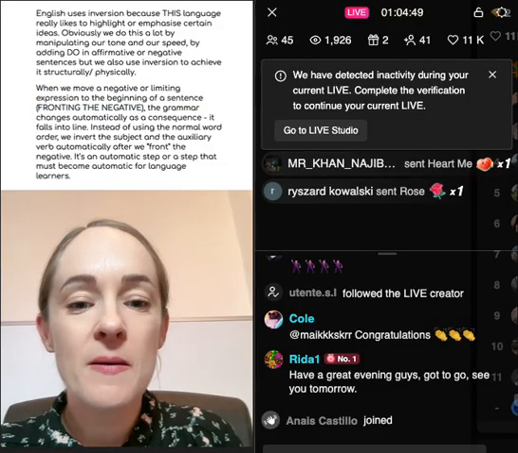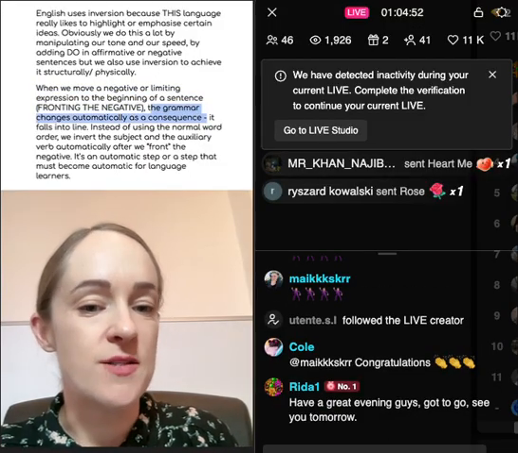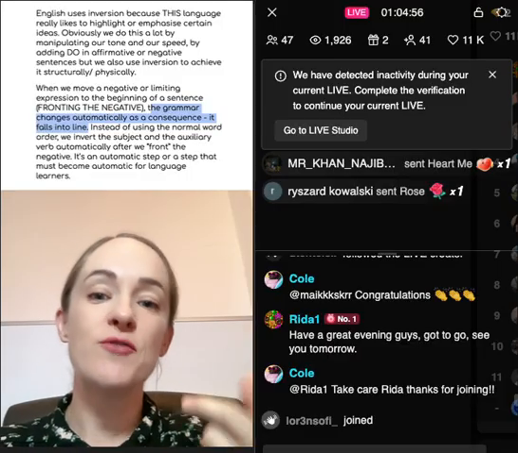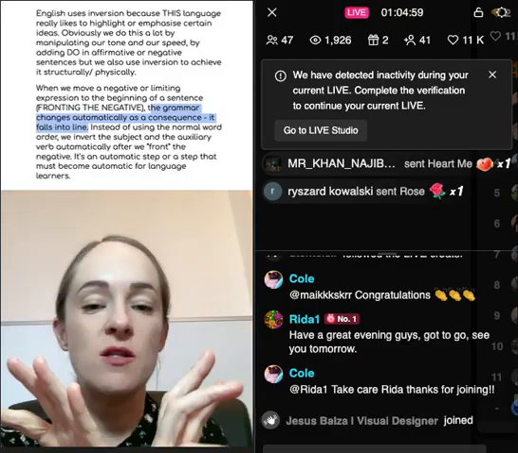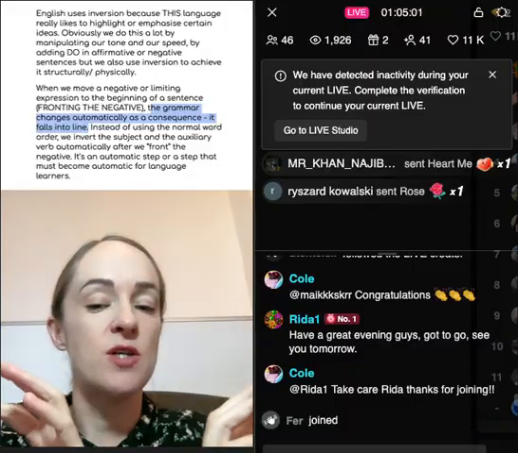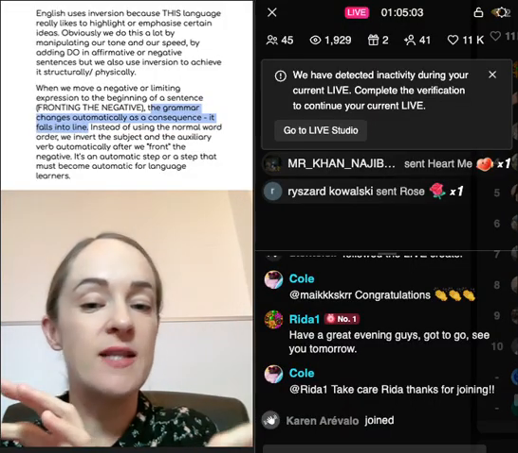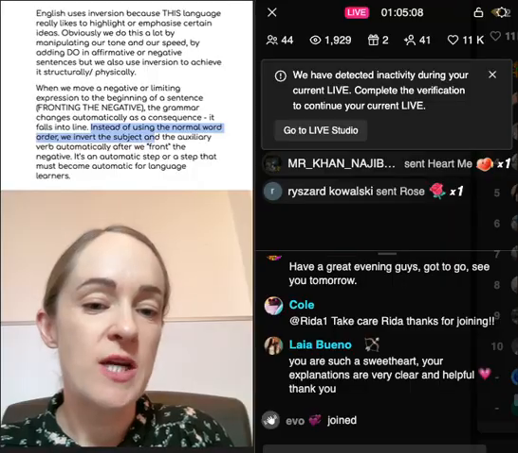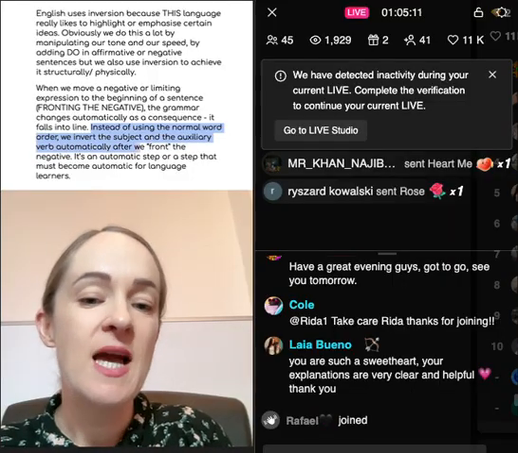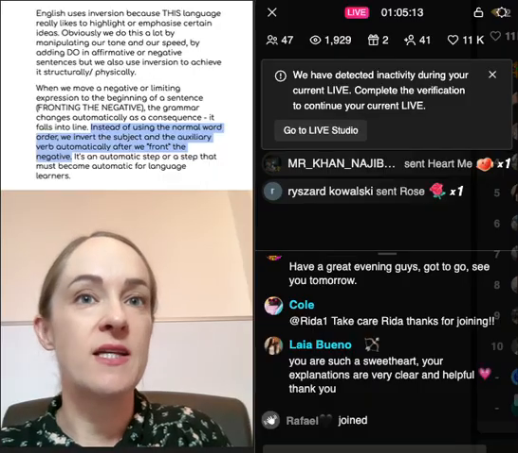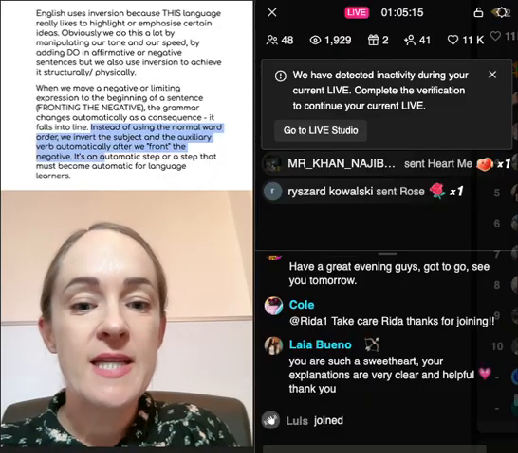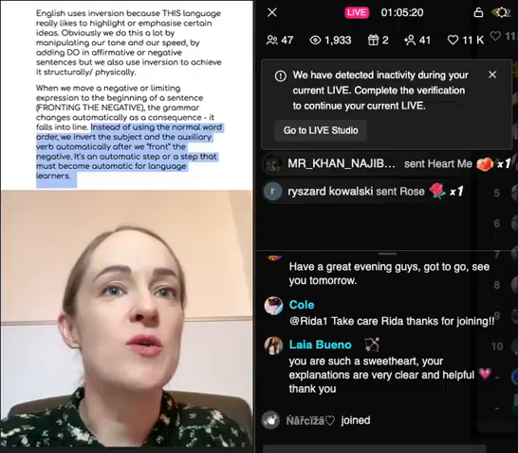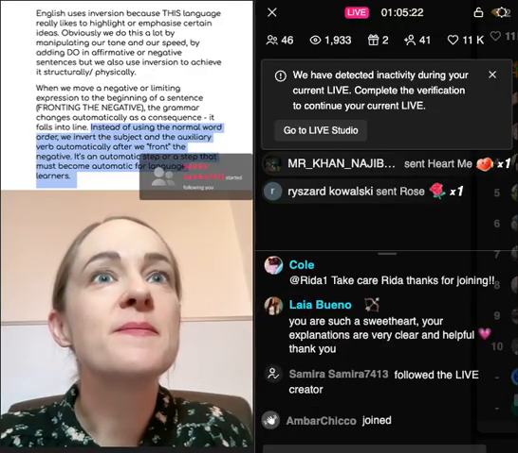So the grammar changes automatically as a consequence, right? So it falls into line. So we change the negative words, and after that, it's like a trigger. We must change the grammar, the structure. We have to change the position of the subject and the auxiliary verb. Instead of using the normal word order, we invert the subject and the auxiliary verb automatically after we front the negative. It's an automatic step, or a step that must become automatic for language learners. Okay?